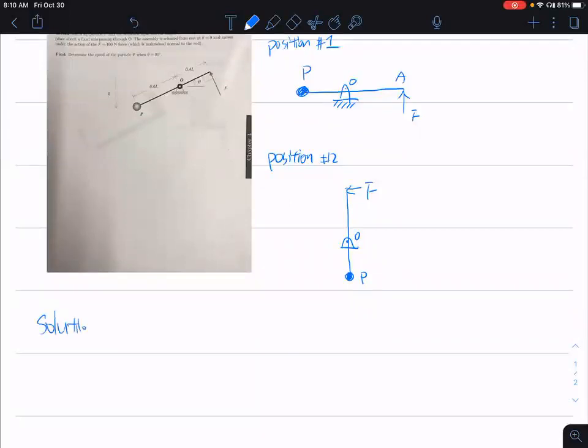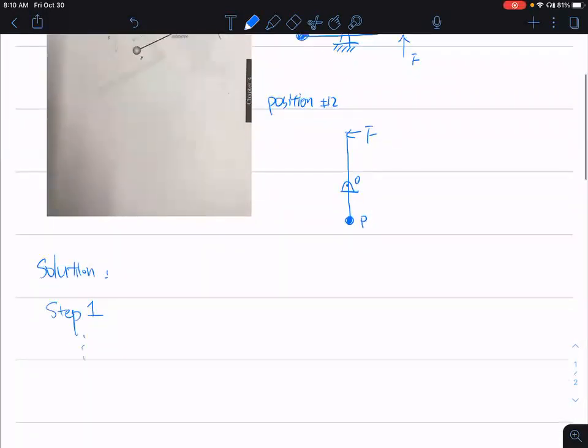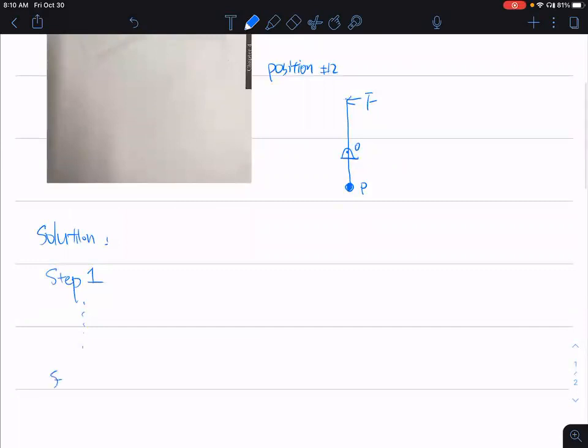Okay, once you know position 1 and 2, you can start to set up the solution for this problem. So I will skip step 1 all the way to step 5. I will leave that for you to do. Here, one thing, since step 1 is quite important, right? If you mess up step 1, you mess up everything. Free body diagram is one of the most important things for this chapter.